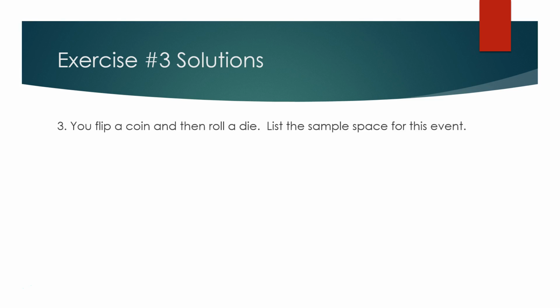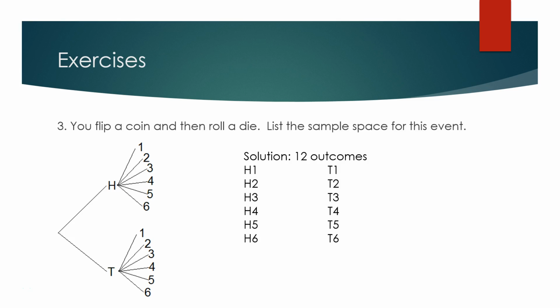So flip a coin and then roll a die, a pretty similar event. The sample space for this, if you made a tree diagram, the first part of the tree would be heads or tails, and then with each of those outcomes, when you roll the die after that, you could get a 1 through 6. So if you roll the head first, you can get a 1 through 6. If you roll the tails first, then you could get a 1 through 6.